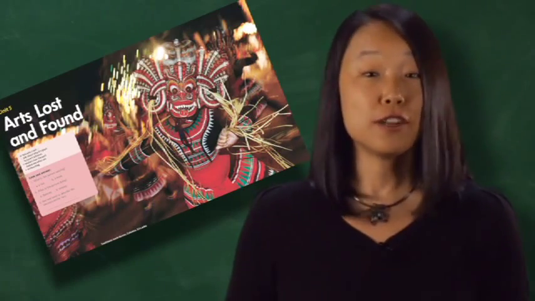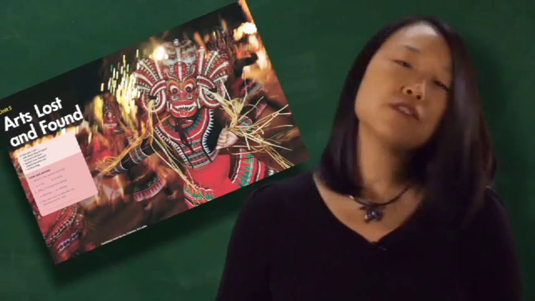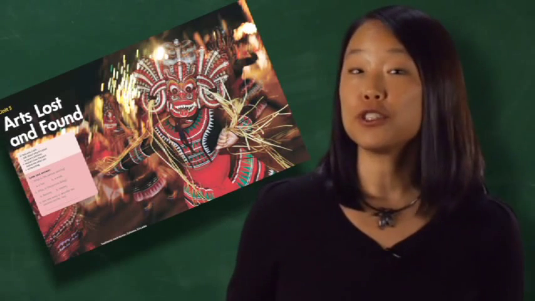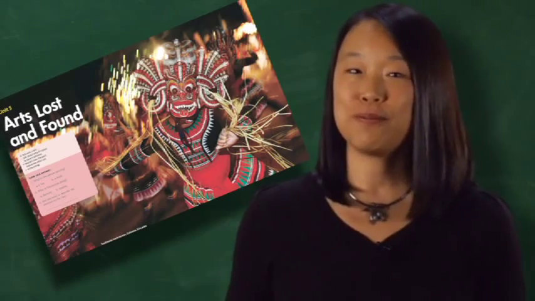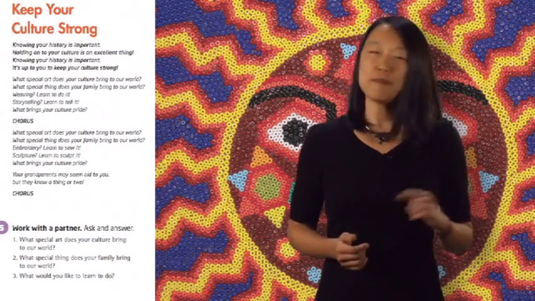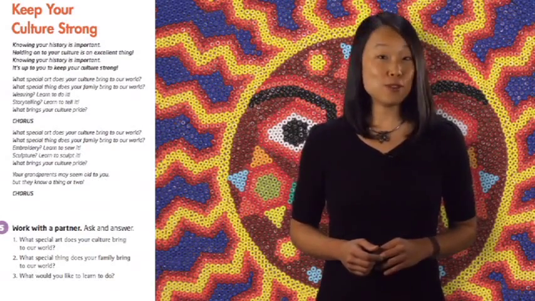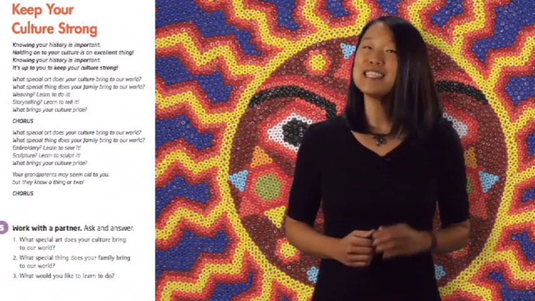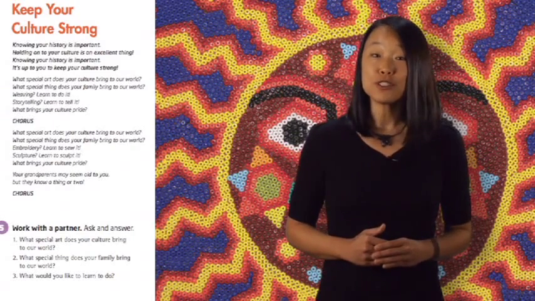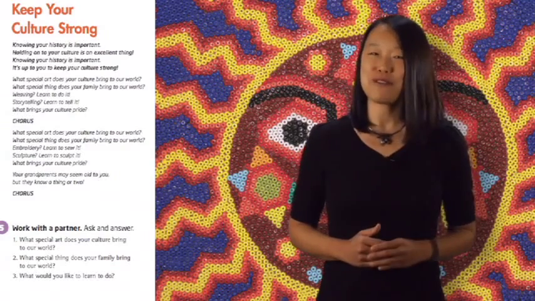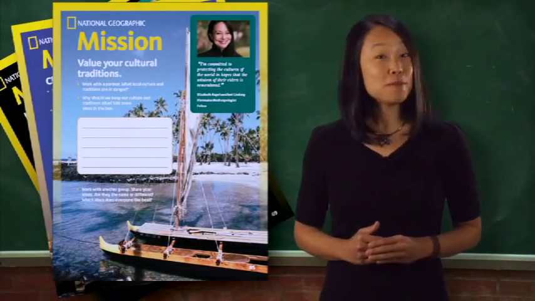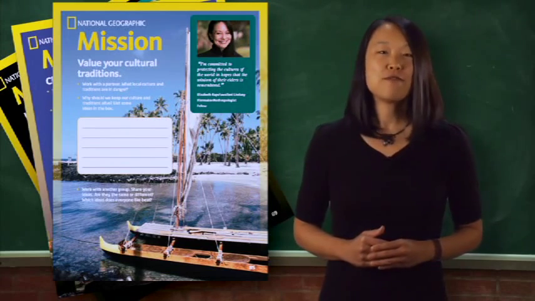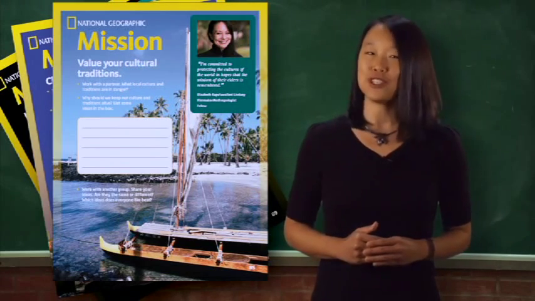In the unit, Arts, Lost and Found, after learning about traditions from other cultures, students are encouraged to examine their own culture. They sing a song called Keep Your Culture Strong and use the language they learned and the examples of traditions from other cultures to think and talk about their own cultural traditions. The National Geographic Mission page reinforces the value of keeping cultural traditions alive.